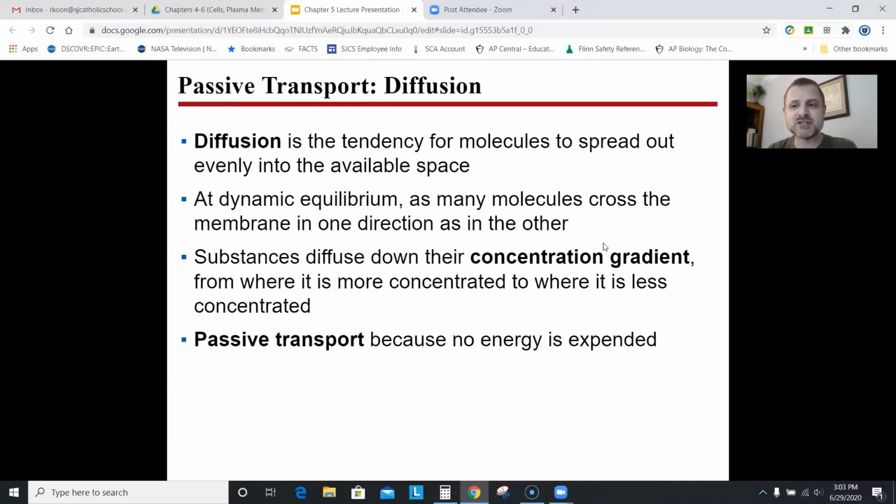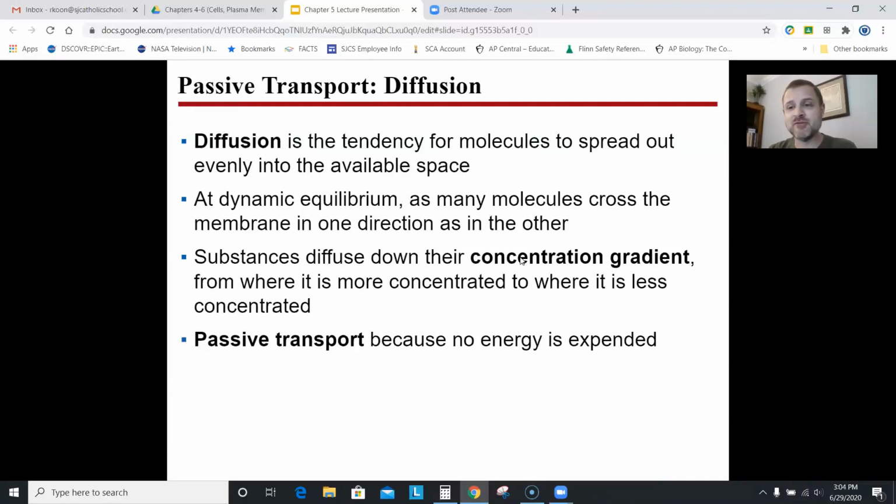This term, concentration gradient, so the expression that diffusion causes things to go down their concentration gradient, that's an important concept to have in your head. If I have a bottle of perfume and I open it, the perfume spreads throughout the room, right? That's the perfume molecules going down their concentration gradient. It's passive transport because it's free.